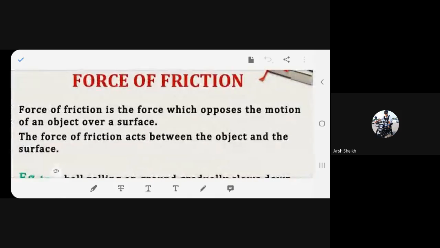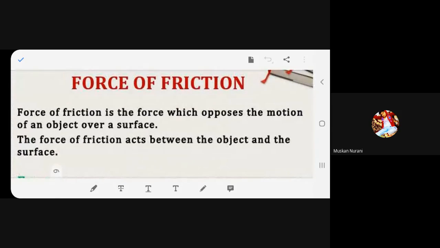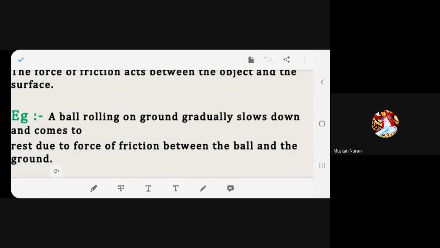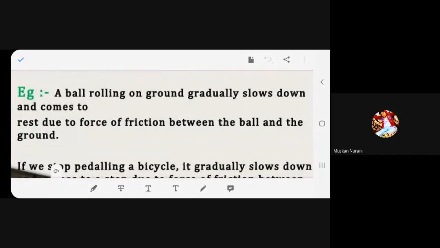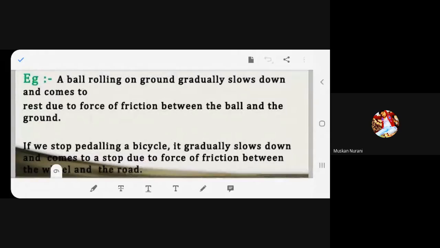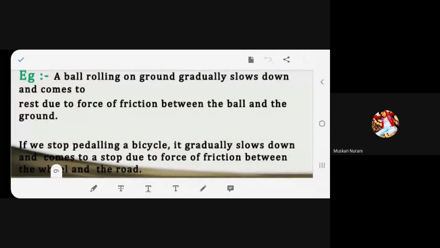Yes, please read. Force of friction is the force which opposes the motion of an object over a surface. The force of friction acts between the object and the surface. For example, a ball rolling on ground gradually slows down and comes to rest due to force of friction between the ball and the ground. If we stop pedaling a bicycle, it gradually slows down and comes to a stop due to force of friction between the wheel and the road.